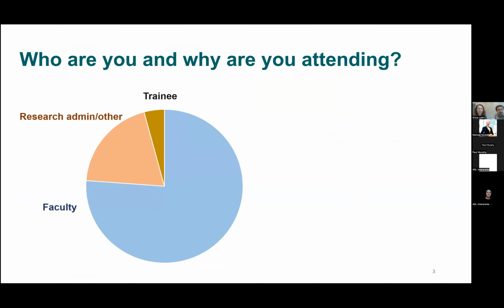So who are you and why are you attending? Based on registration, more than three quarters of you identified as being faculty, about 20% identified as being in positions of research administration or other support roles on campus, and the remaining percentage are trainees. So this is a nice variety of stakeholders in this topic.